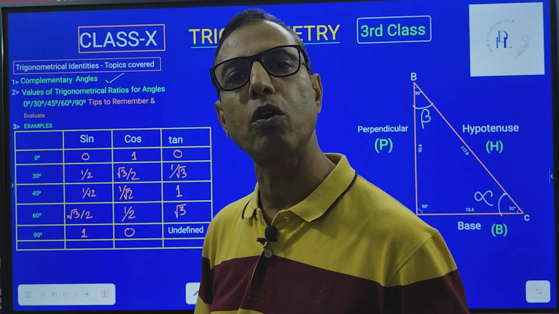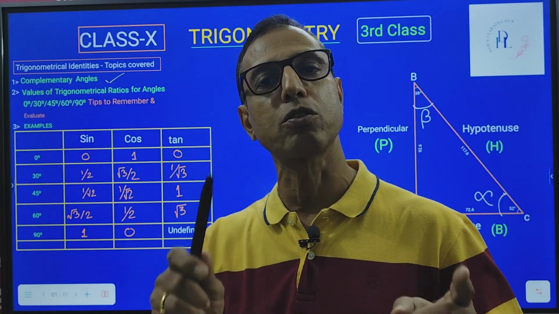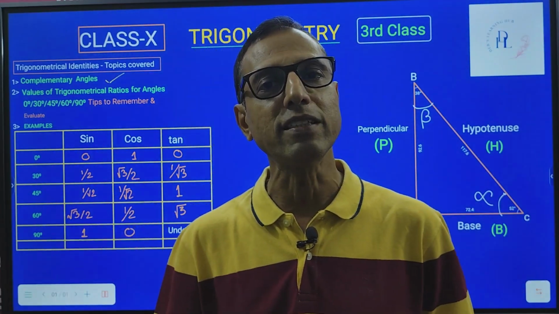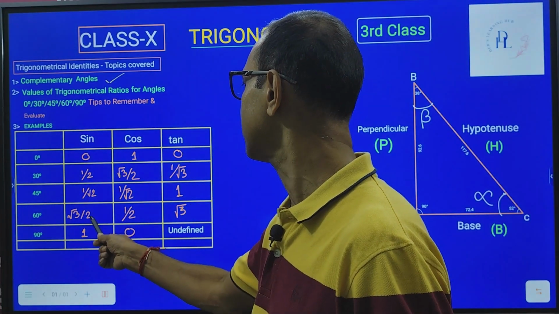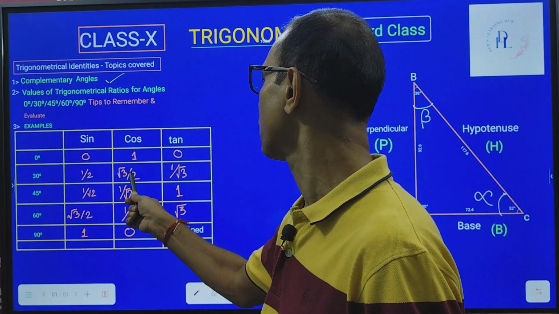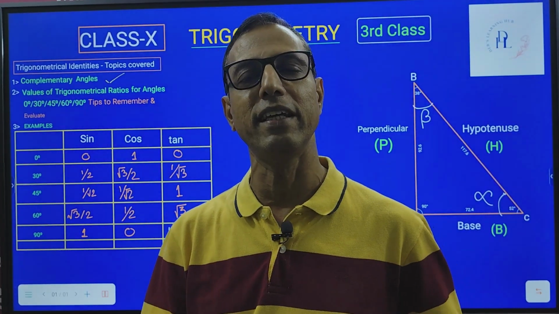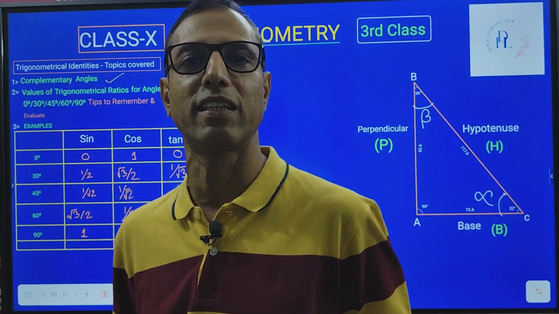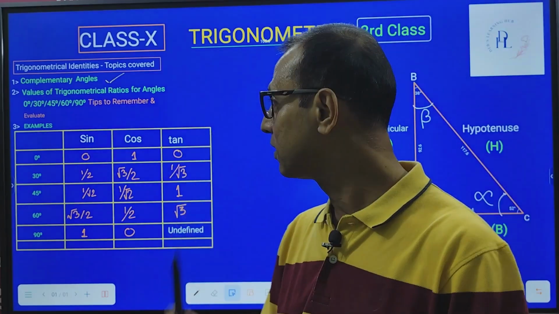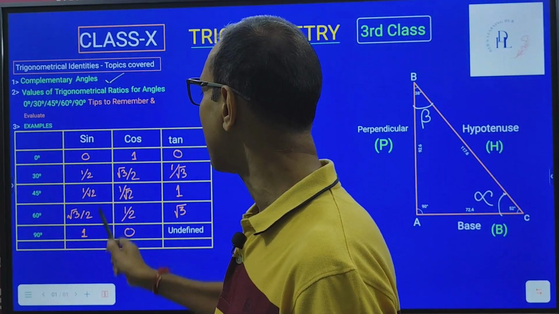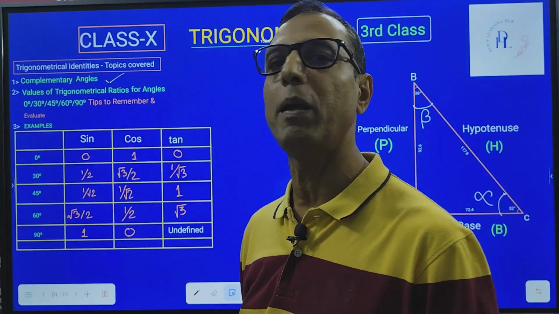Sin 60 equals cos 30. So sin alpha equals cos of 90 minus alpha. So sin 60 equals cos of 90 minus 60, that is cos 30. Therefore sin 60 is root 3 by 2, cos 30 is also root 3 by 2. Sin 90 equals cos 0. Sin 90 equals cos of 90 minus 90, that is cos 0. So sin 90 is 1, cos 0 is also 1. So this is how the values are related between sine and cos with respect to complementary angles.